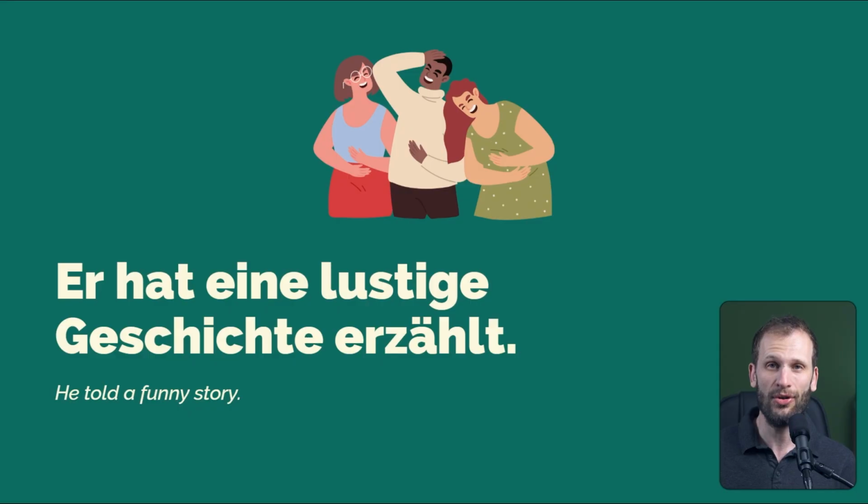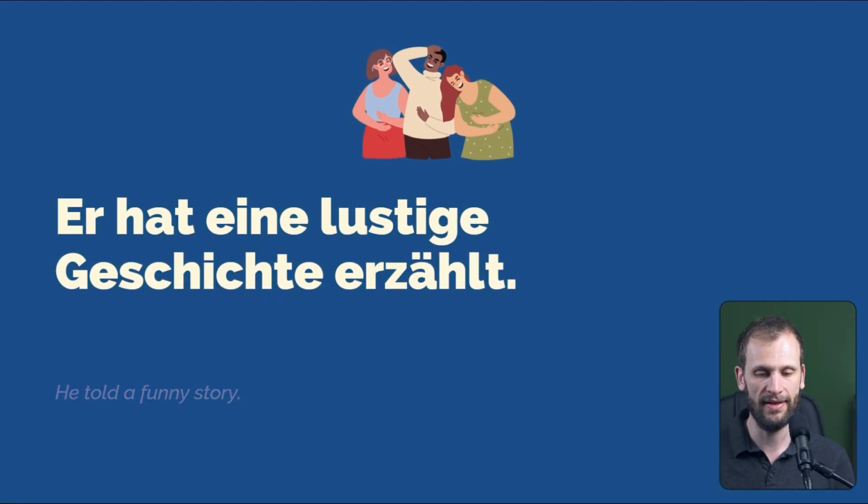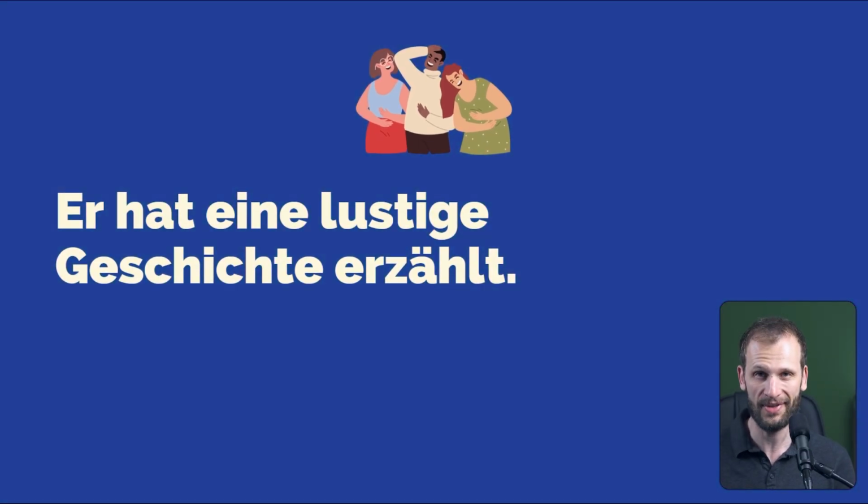Er hat eine lustige Geschichte erzählt. He told a funny story. Erzählen, like most verbs, accusative. Geschichte, like most nouns ending in E, is feminine. Die Geschichte, so we get E's. Eine lustige Geschichte. It's feminine, accusative.